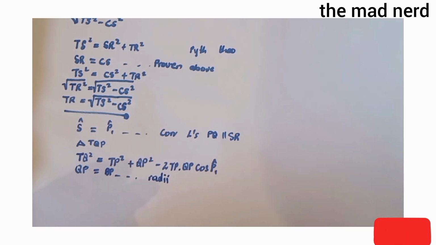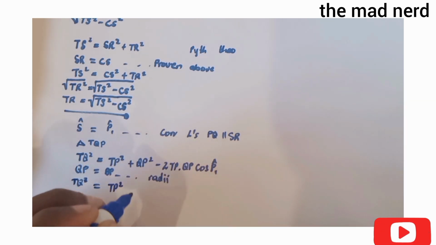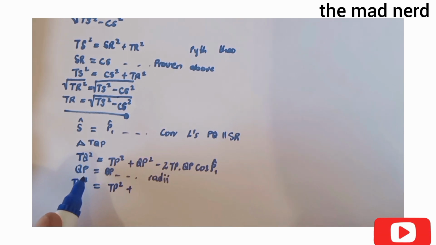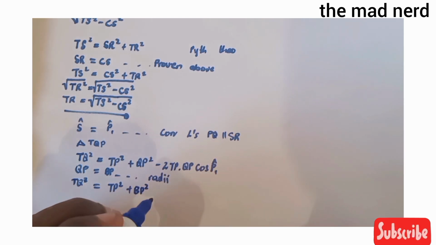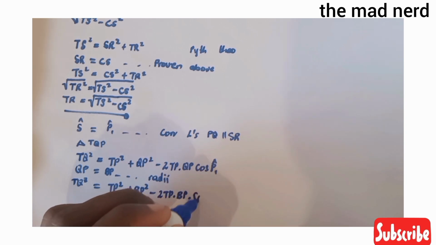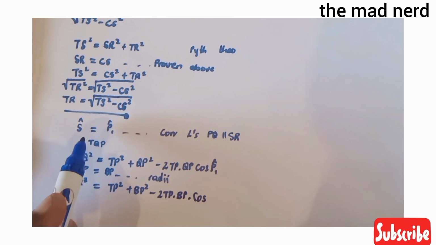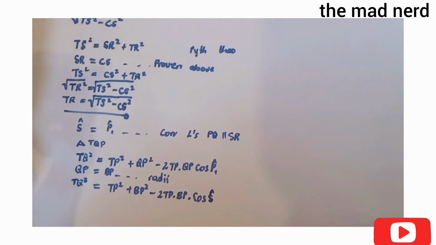They are equal. And then now we can try to replace these sides that are equal, and the angles that are equal. So now TQ squared is equal to TP squared plus, since here we have QP squared, you can replace that QP with BP, and then we raise it to the power 2, and then minus 2 TP times BP times cos of the angle. Since we said over here that angle S is equal to angle P1, we can also say that angle S is here.